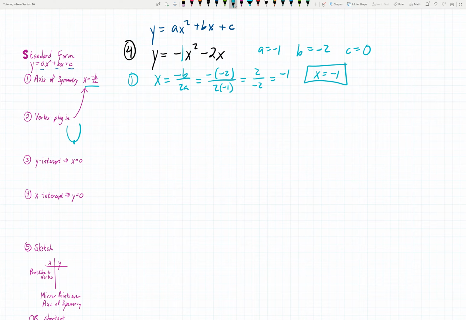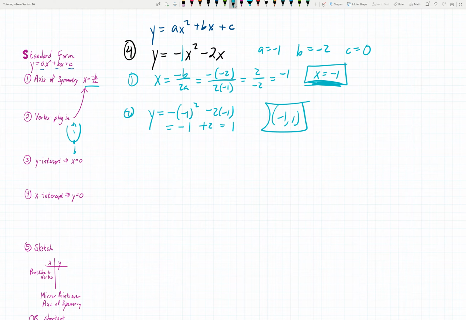Since our vertex is going to be on that axis of symmetry, we already have the x value. We're just going to plug that in to find the y. So whatever you just got, plug it in to find the y. So -1 plus 2 is 1. So when x is -1, the y is 1. That is our vertex.